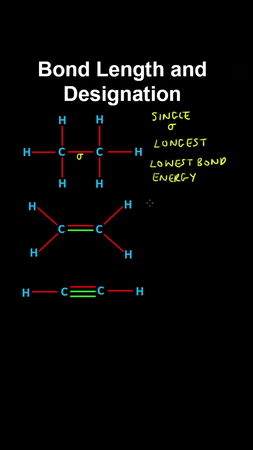So this double bond in the ethylene molecule consists of 1 sigma and 1 pi bond, and the electron orbitals overlap side-on in a pi bond, which we'll see later. And it has a length between a single and a triple bond, and its bond energy is between that of a single and triple bond.